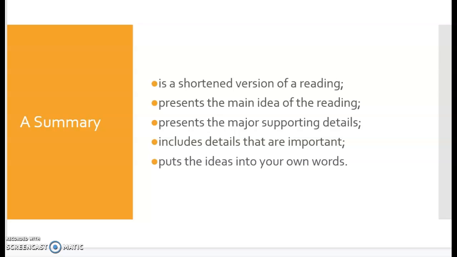Basically, a summary is a shortened version of a reading. It focuses on the author's main ideas. It lists, list is a bad word, it discusses the major supporting details, very few minor details, probably not any actually, are in a summary. You really want to hit big idea concepts. But the key to summarizing is to put things in your own words. Because if you use a direct quote, even a couple of words, you have to put it in quotations. So everything gets into your own words.